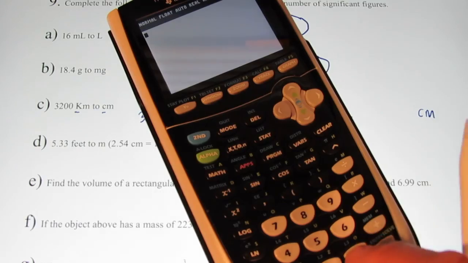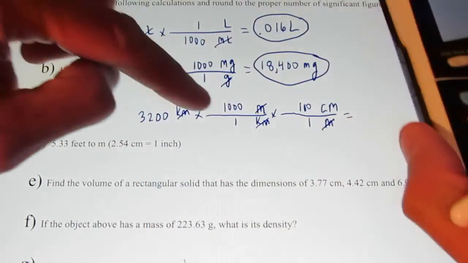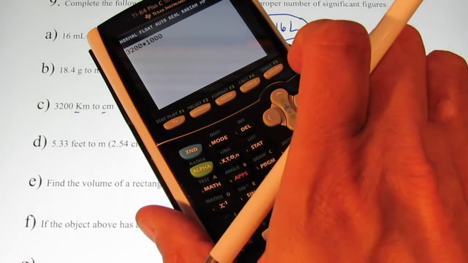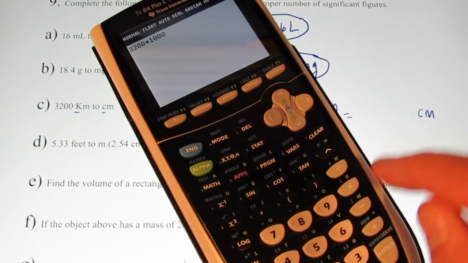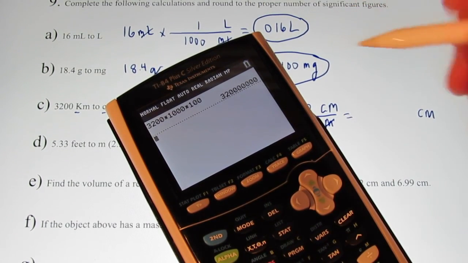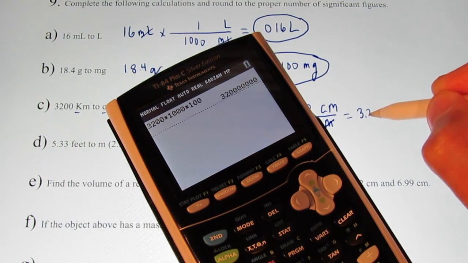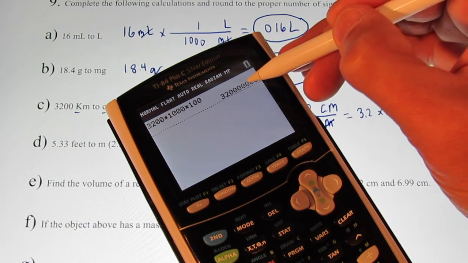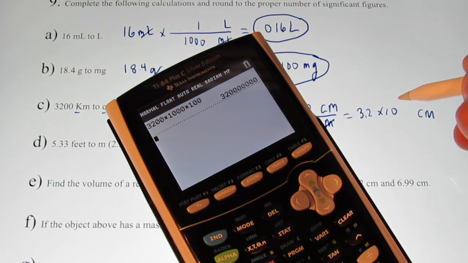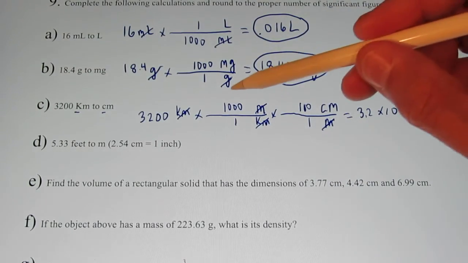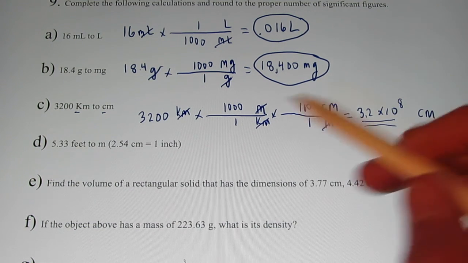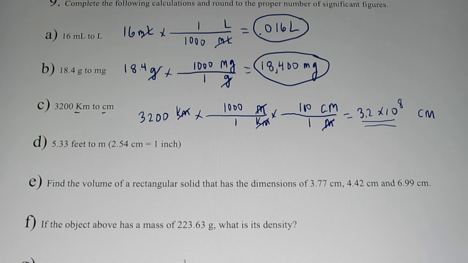So we're going to take 3,200 and we're going to multiply it by 1,000. So we're going to scoot the decimal over 3 places to the right, essentially. And then we're going to multiply it by 100, so we're going to scoot it over 2 more places, and we end up with that big old number there. So let's write that in scientific form. 3.2 times 10 to the 8th centimeters would be the same as 3,200 kilometers.